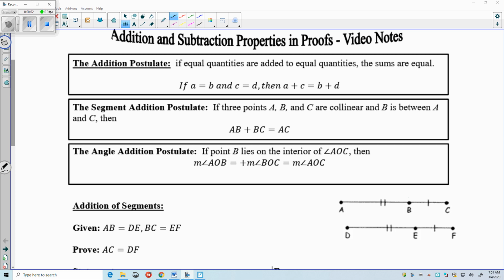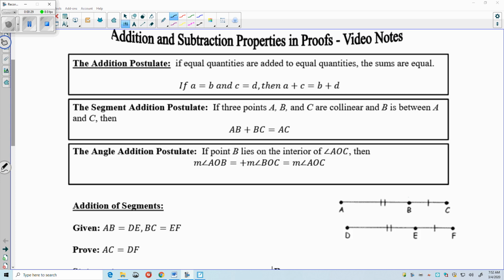So today we're taking a look at two special properties in proofs, the addition and the subtraction properties. They're going to be used to kind of build either segments or angles. We're going to take a look at both segment proofs and angle proofs with these properties. The first one is the addition postulate. Basically, it's just an addition statement in proofs, used with both segments and angles. We're going to take a look at the way it works with segments for right now.